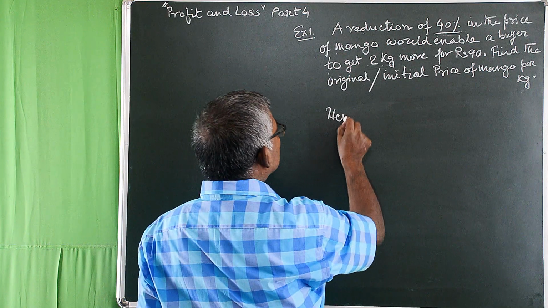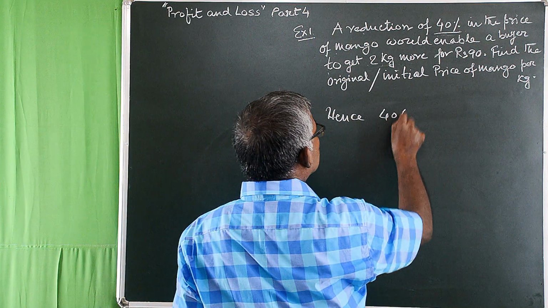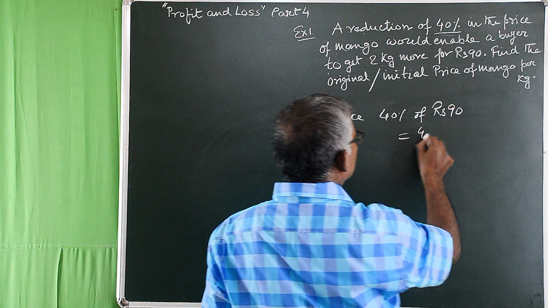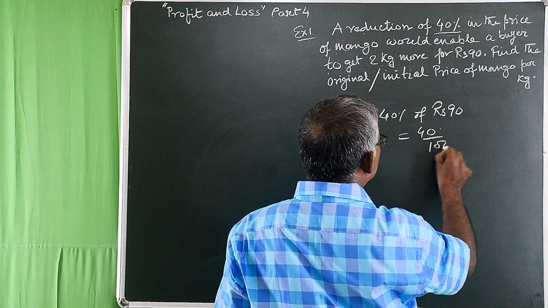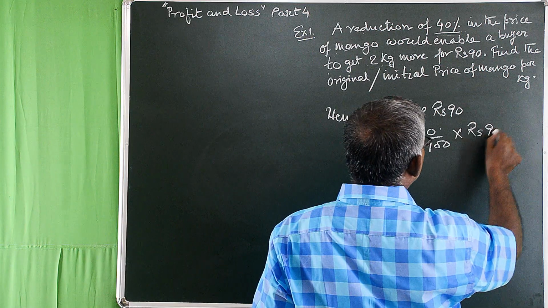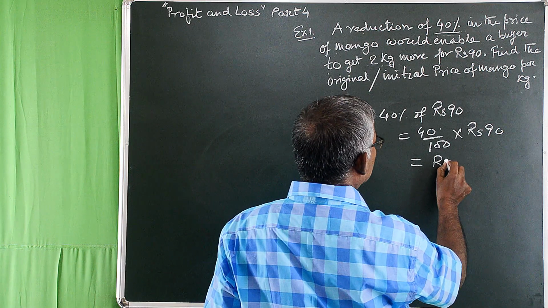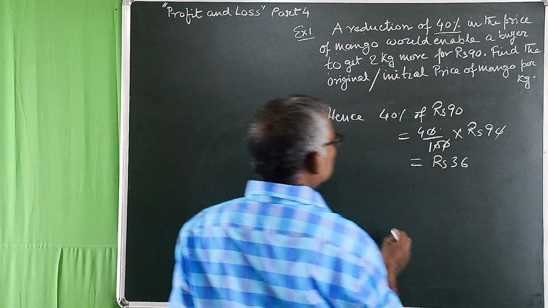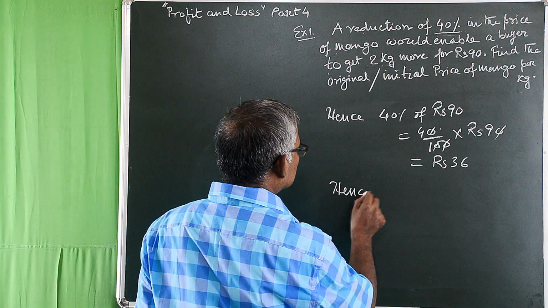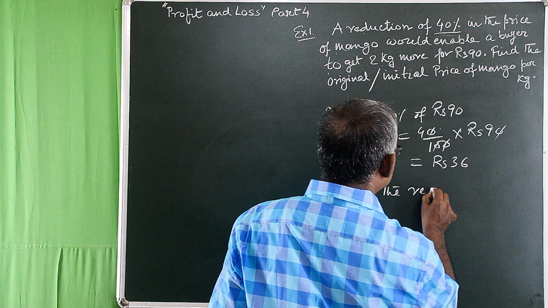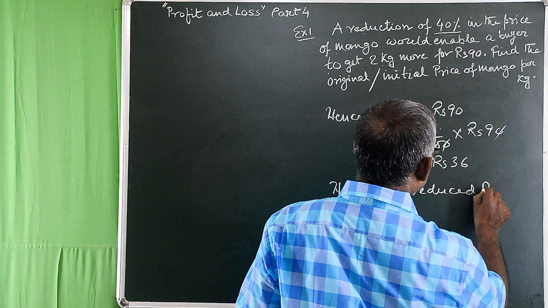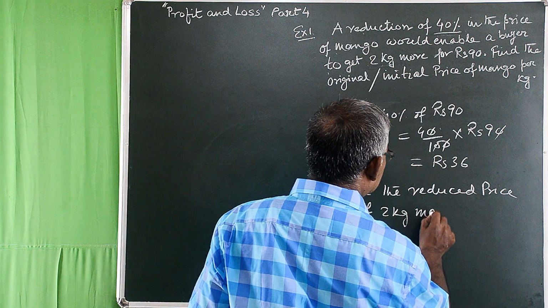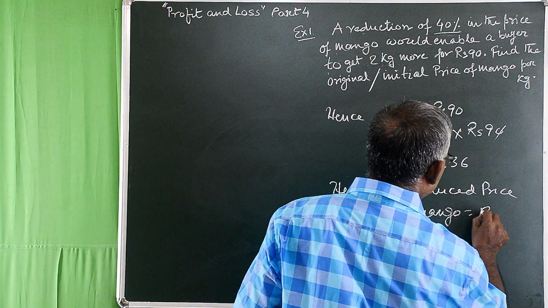Hence, 40% of ₹90 equals 40 by 100 into ₹90, that is ₹36. Hence, the reduced price of 2 kilo mango equals ₹36.